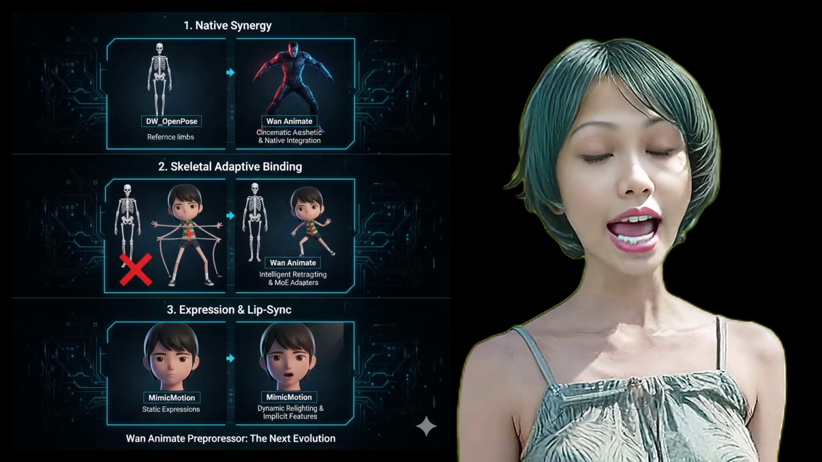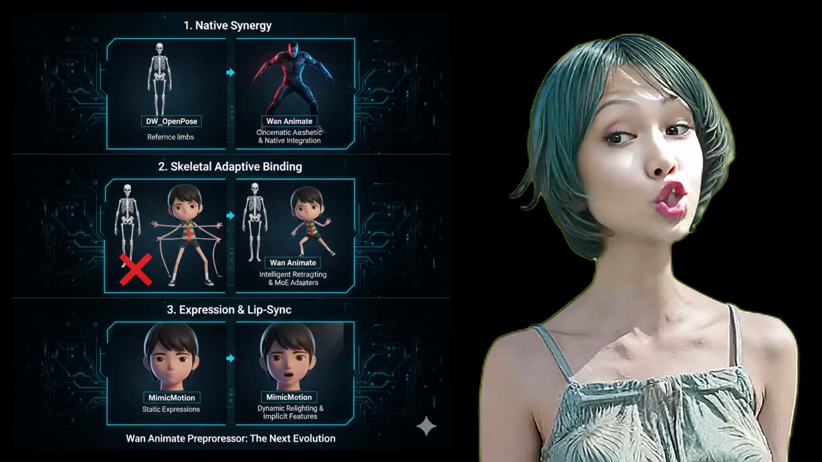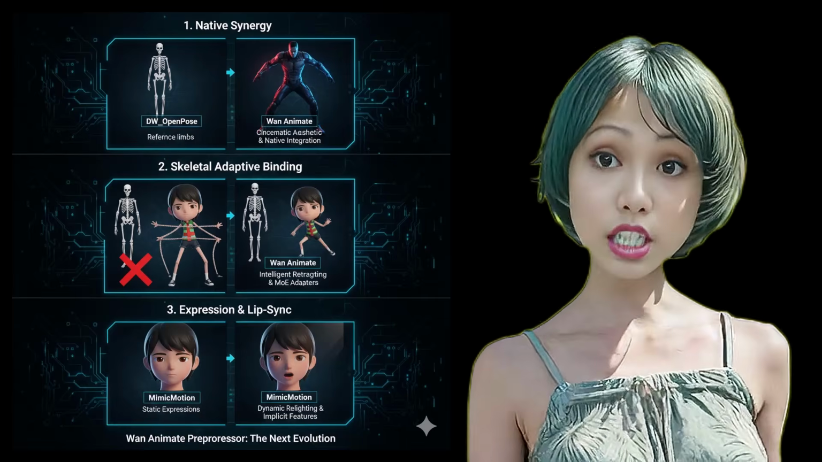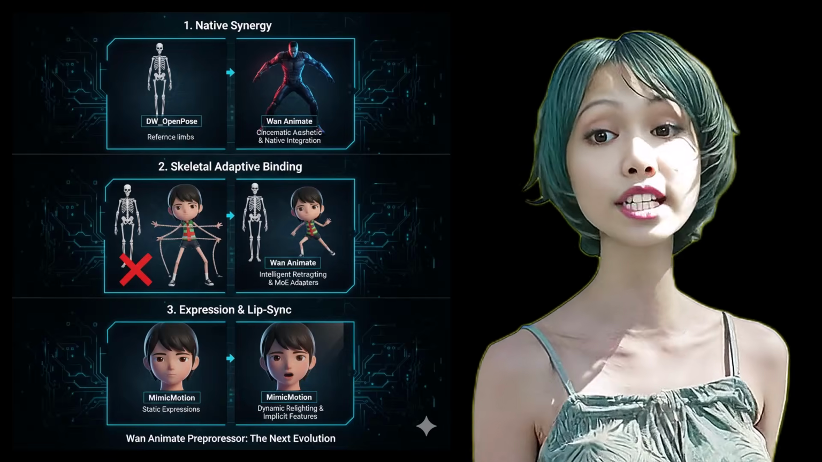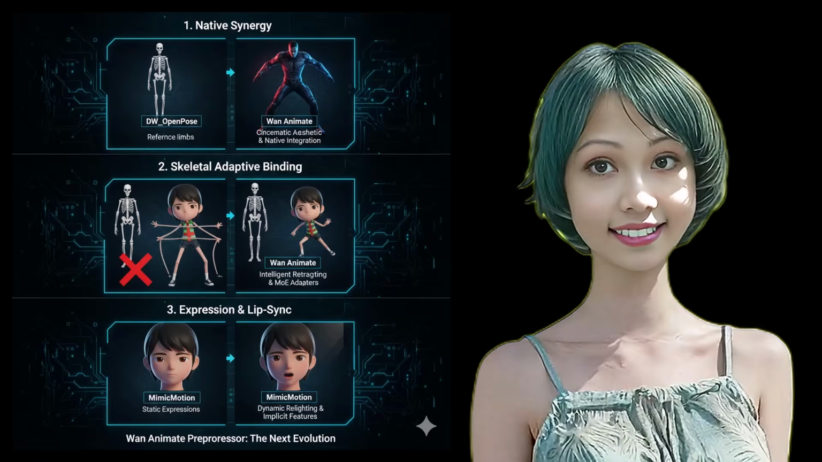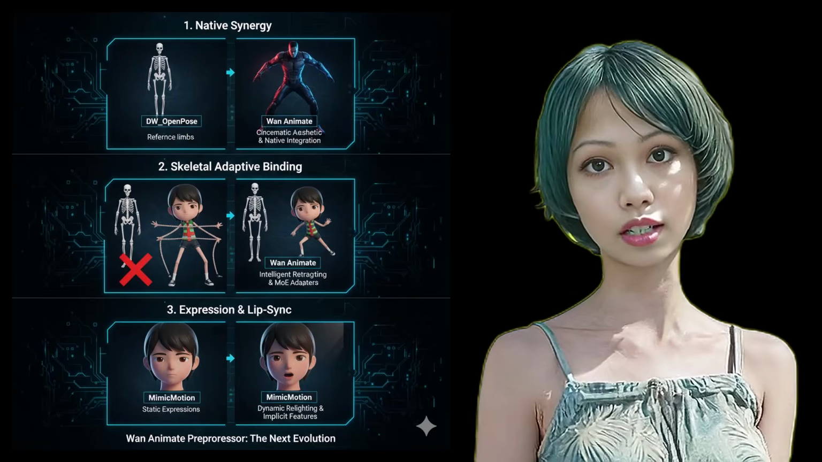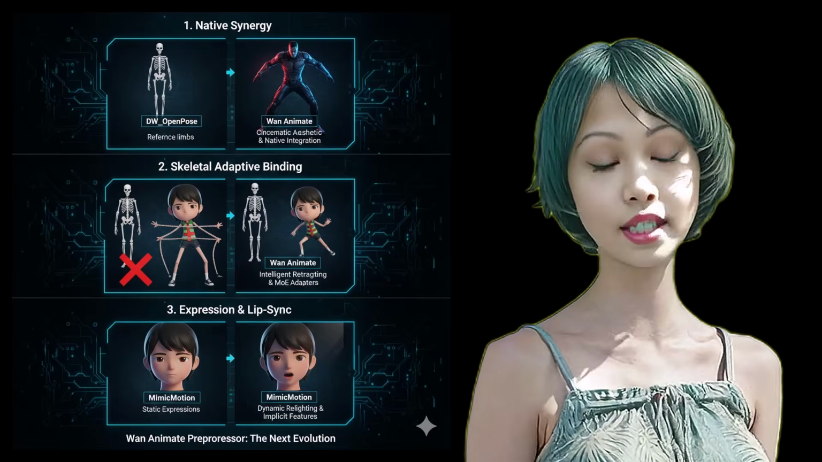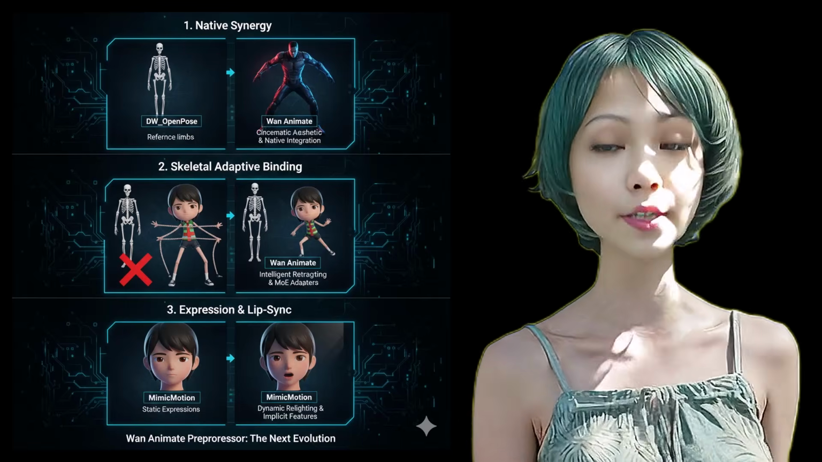You might be wondering, I already have DW-OpenPose and MimicMotion. Why switch? Here's the breakdown. 1. Native Synergy. DW-OpenPose is a generalist. It creates a stick figure that you can feed into almost any control net, but it lacks the deep understanding of lighting and depth. wanAnimate is built for the WAN model. It uses a mixture of experts, MoE architecture that understands things like cinematic aesthetic control, meaning it doesn't just copy the pose, it copies the vibe.